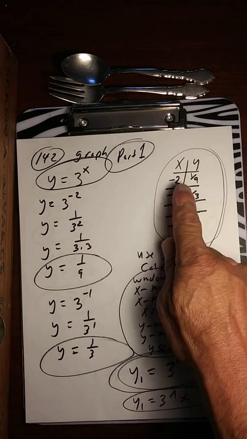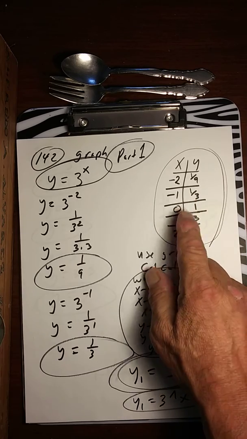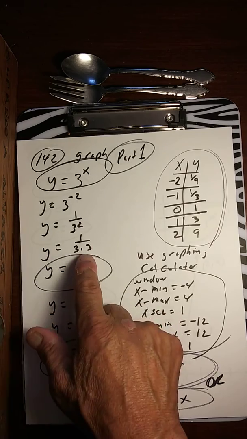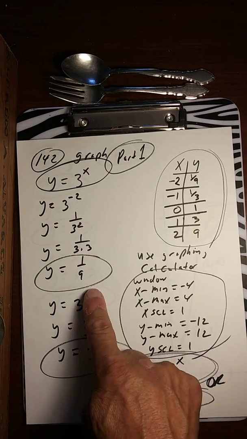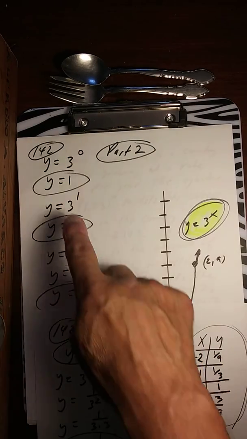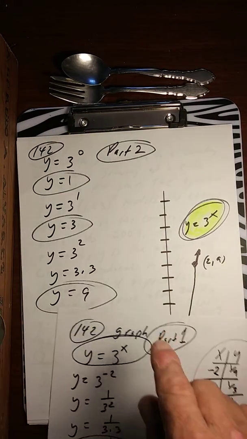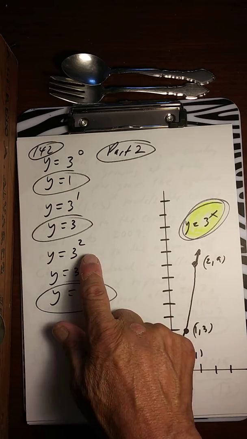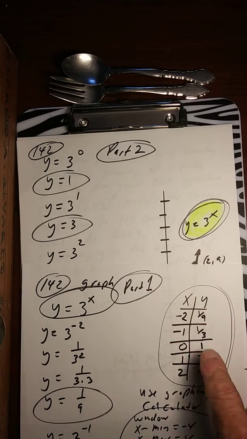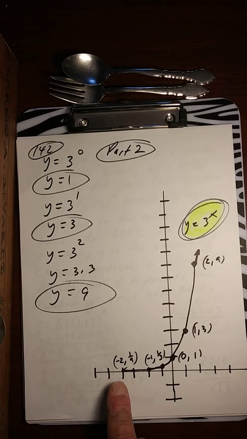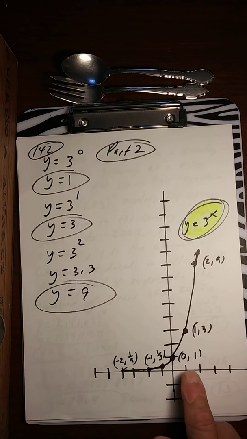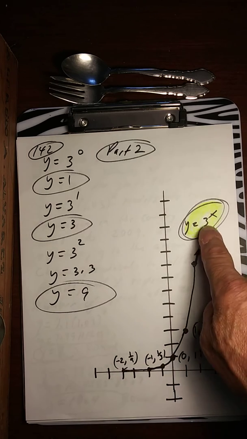Graph this. Put some numbers in: -2, -1, 0, 1, and 2. -2 in there. Rewrite it. 3 to the -2 is 1 over 9. 3 to the -1 power is 1/3. Put a 0 in there, 3 to the 0 is 1. Put a 2 in there, 3 squared is 9. So now we have the points: -2 and 1/9, -1 and 1/3, 0 and 1, 1 and 3, 2 and 9, and it keeps going up like this.